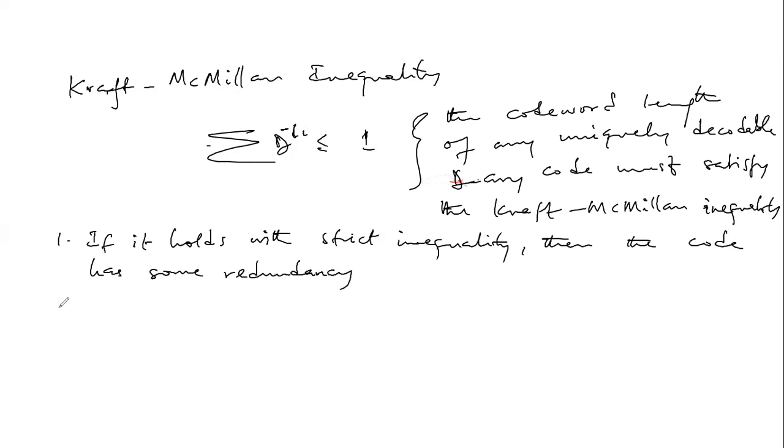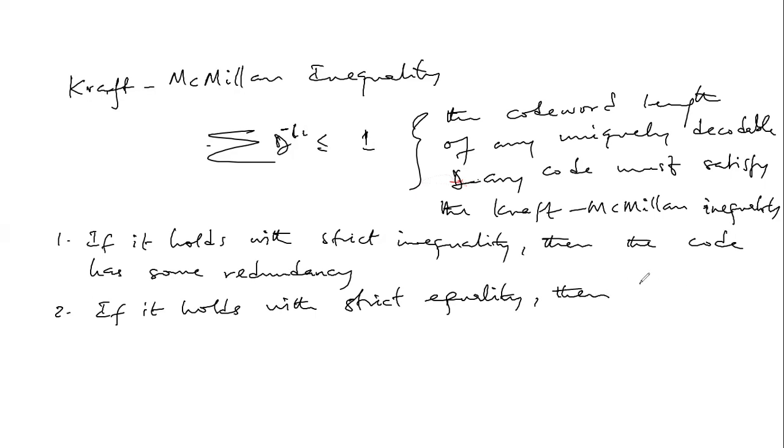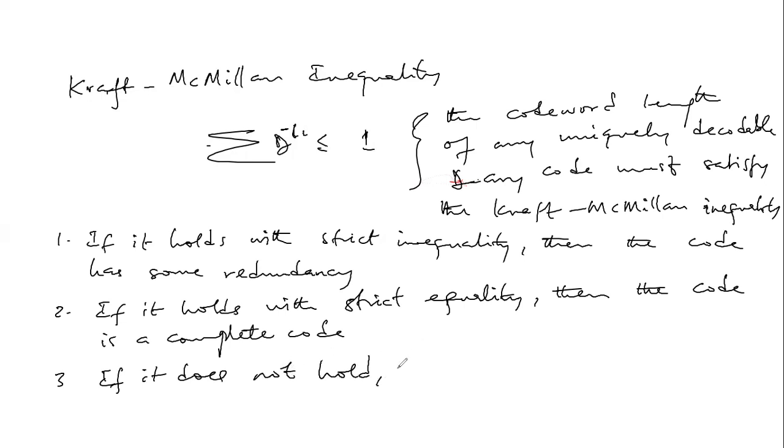Now, what if it holds with strict equality? So if it holds with strict equality, then we say that the code is a complete code. So it describes a uniquely decodable code. So what if it does not hold? Now, if it does not hold, then the code is not uniquely decodable.